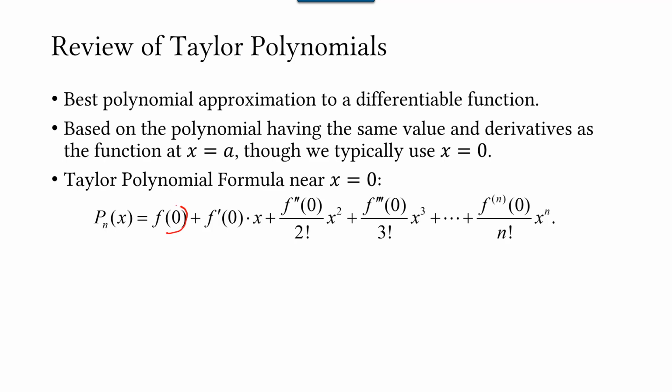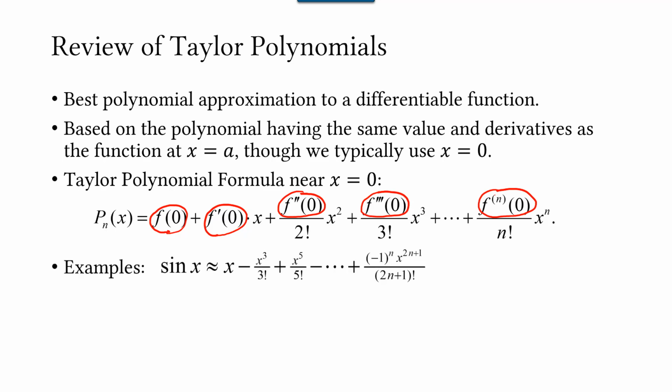Our job in finding an unfamiliar Taylor polynomial is to just plug in all of these derivatives evaluated at 0. All the rest of the formula just remains as is. So we set about taking our function, we plug in 0 to get the first coefficient, we take the derivative and plug in 0 to get the second coefficient, and so on. We did a few examples.